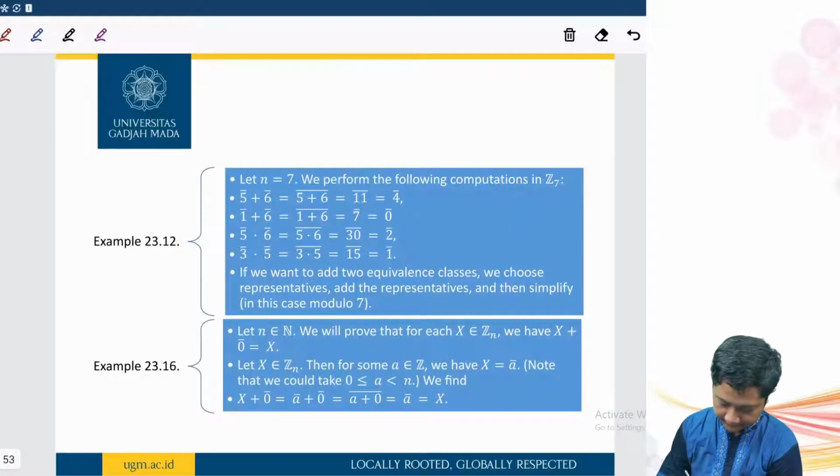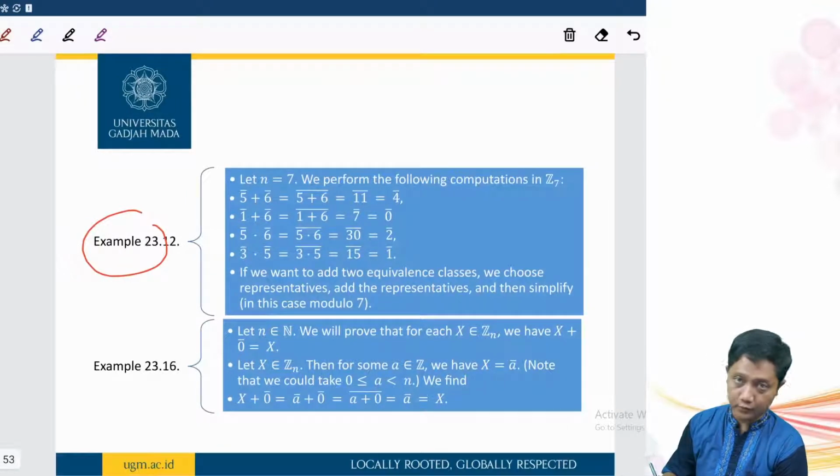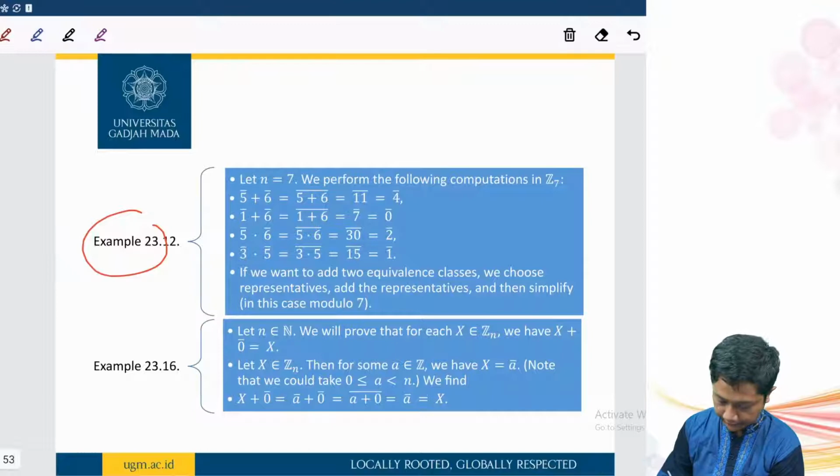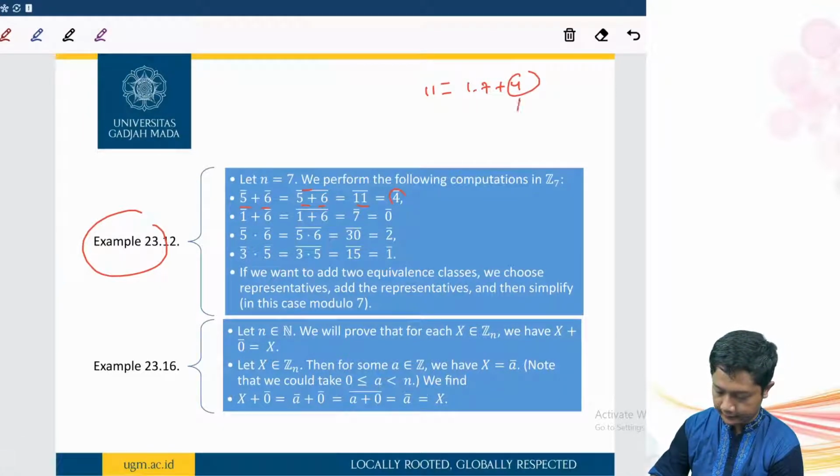For example, if I have n equal to 7, we make the addition and multiplication modulo 7. So I have 5 plus 6 bar, which is equal to 5 plus 6 is 11. Then I take mod 7. Why do I have 4? Because 11 is 1 times 7 plus 4, right? So it will be equal to 4 bar.